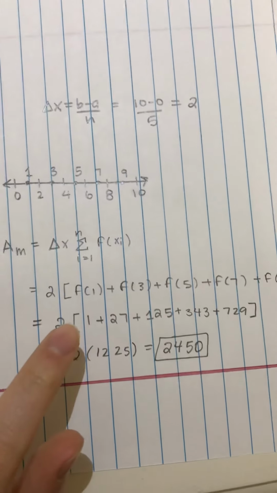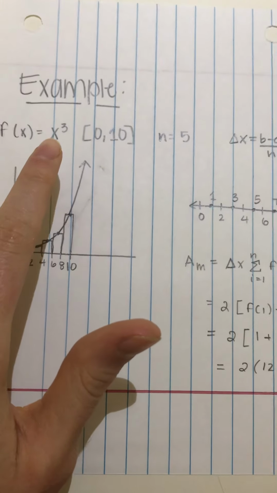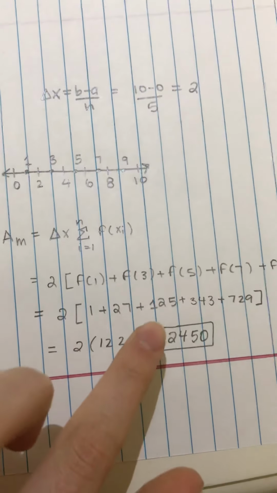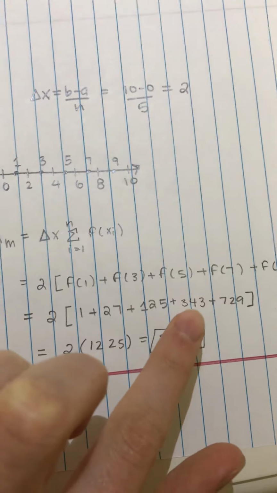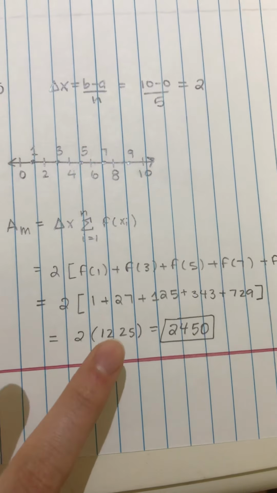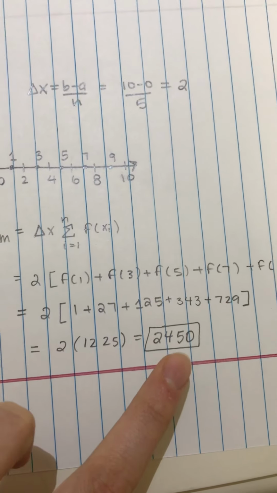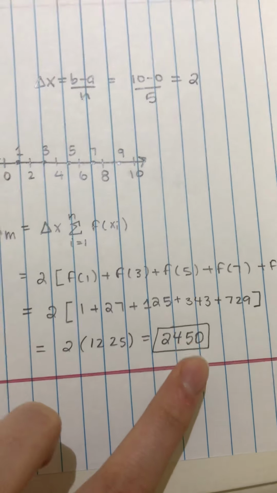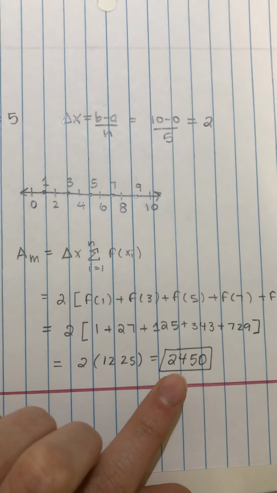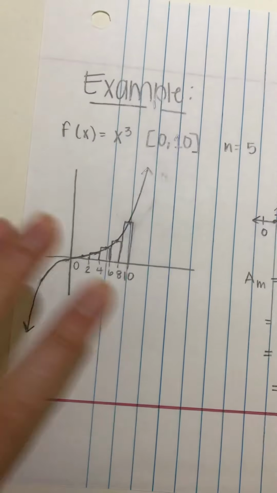The function evaluated at 1 is 1. Again, we're cubing these x values because the function is f of x equals x cubed. Function evaluated at 3 is 27, 5 is 125, 7 is 343, and 9 is 729. I added up all these terms, and that comes out to 1,225 times 2, which equals 2,450. This isn't the exact area, but the approximation using midpoint rule for this problem is 2,450, and just visually, here's my graph.